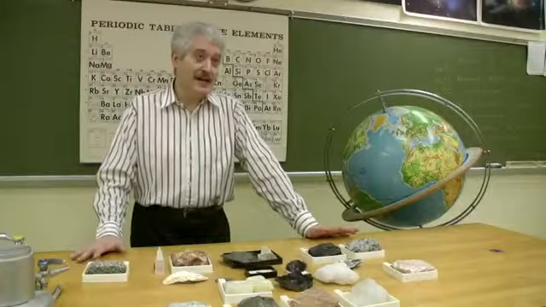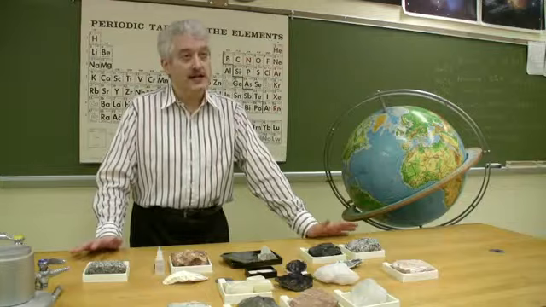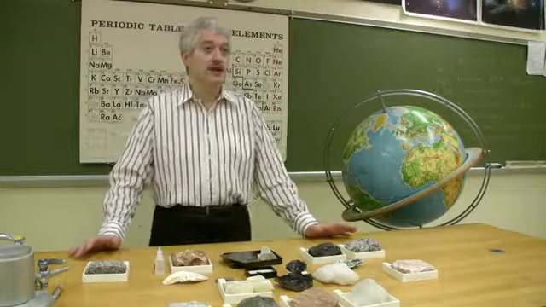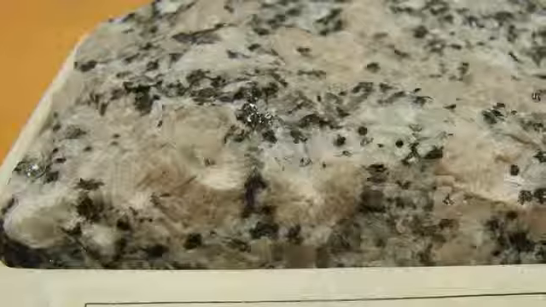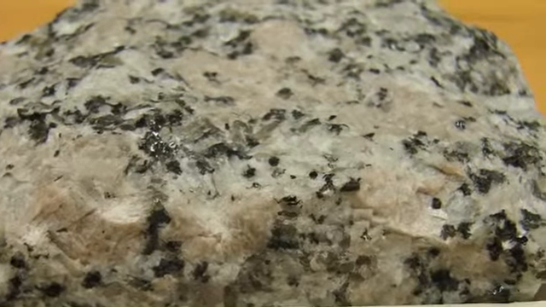Essential things for anybody interested in geology to learn is the three types of rocks: igneous, sedimentary, metamorphic. Basically, the definitions are as follows. An igneous rock is one that was formed from molten rock called either magma or lava that cools and solidifies.